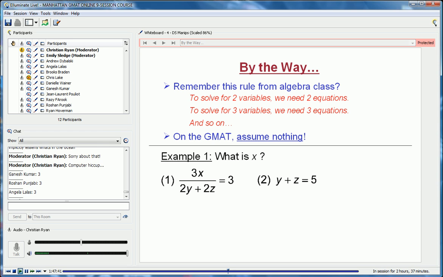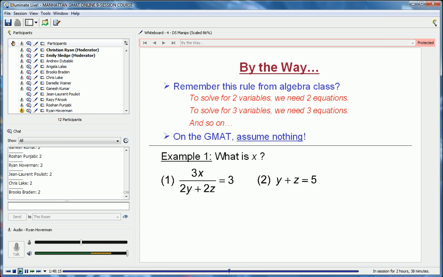Yep, we've got 3, x, y, and z. And how many equations do we have? Type it in for everyone to see. How many equations? We just have 2. Yet, most of you picked C, which is interesting. So, Ryan, jump on the mic and explain how you picked C, even though you have 3 variables and only 2 equations.